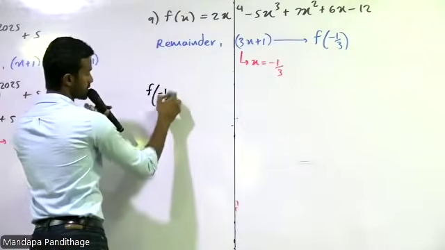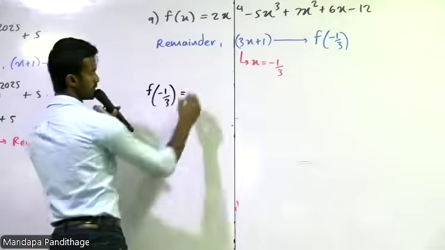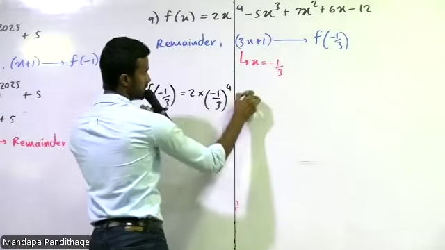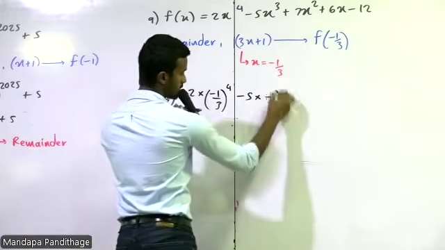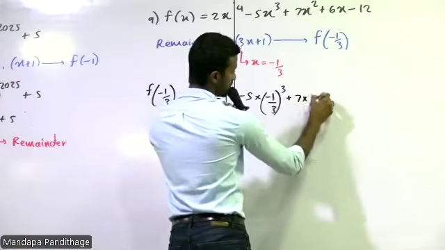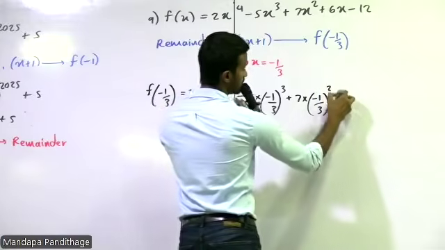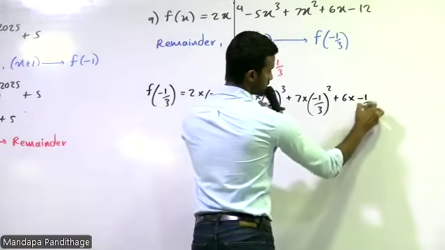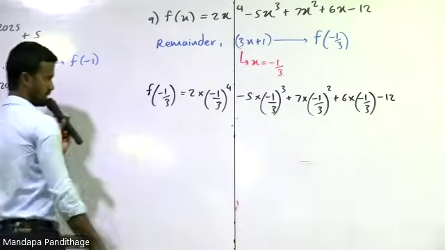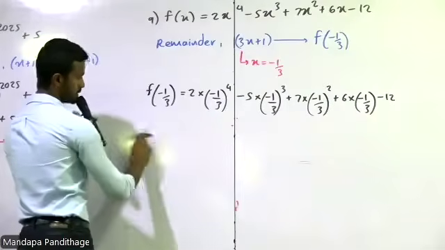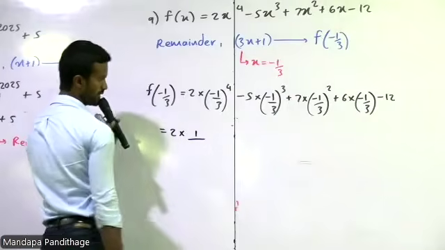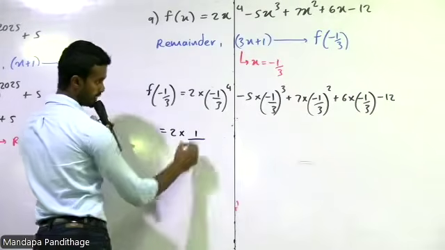If you can do this properly, that means you are in a good level of simplification. Minus 1 over 3 to the power 4, minus 5 into minus 1 over 3 cube, plus 7 into minus 1 over 3 squared, 6 into minus 1 over 3 minus 12. Clear? Okay. So here it's equal to minus 1 to the power 4 is 1, 3 to the power 4, 3, 9, 27, 81.